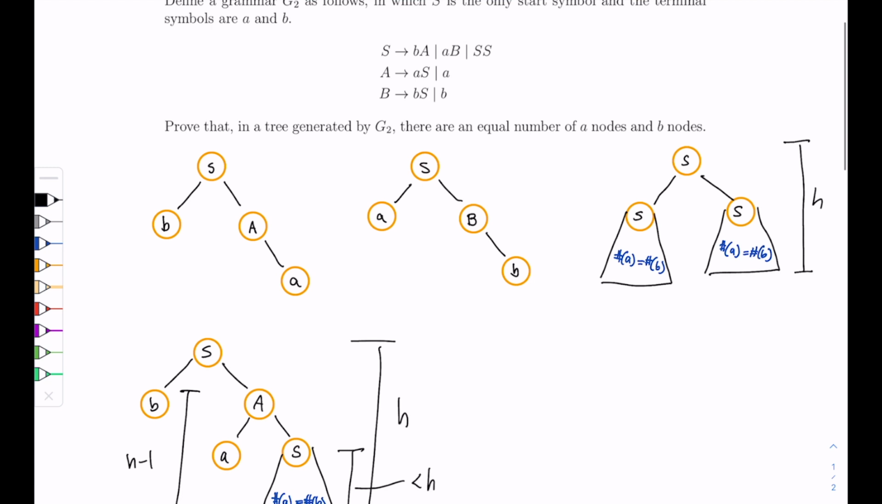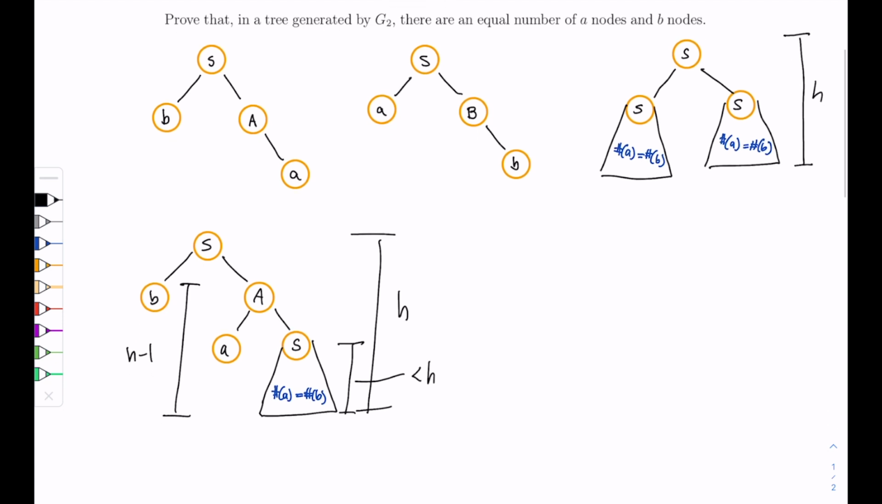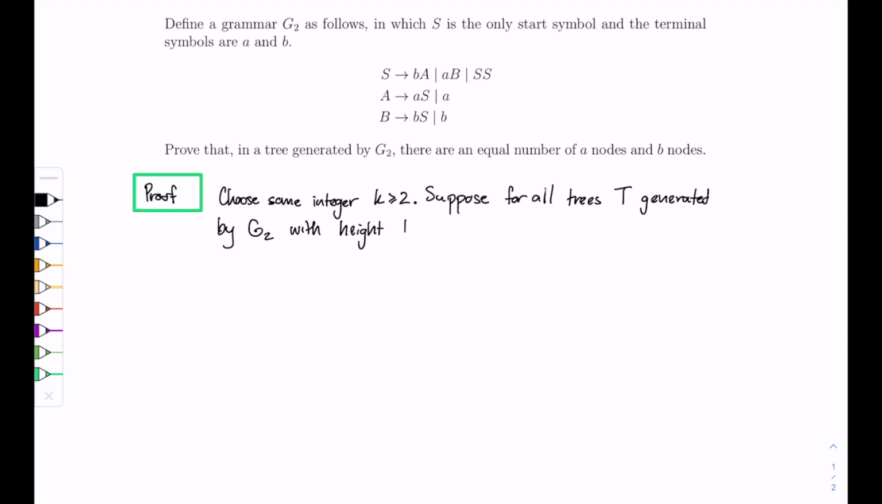So I guess from here, it's about time that we try to work out the formal proof. So I'm going to clear all of these things here. We're going to start by choosing some integer k that's at least 2. Okay, so what we're going to do from here is we're going to make the following assumption. We're going to say for all trees generated by G2 with height strictly less than k, they have an equal number of A and B nodes. So we're going to have this as our assumption for the problem.